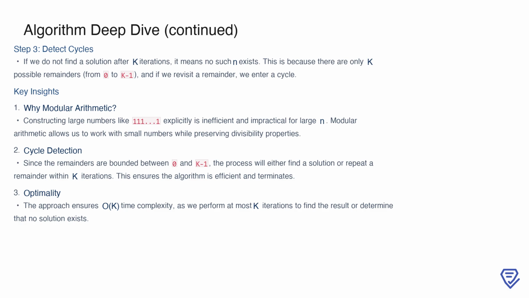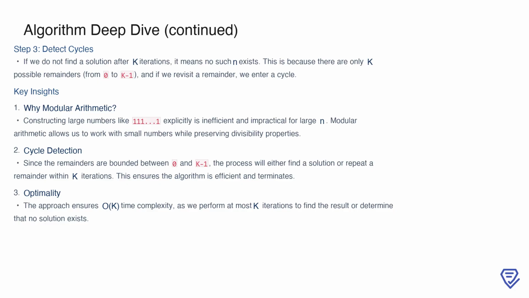This is because there are only k possible remainders, ranging from 0 to k-1. If a remainder repeats, we enter a cycle, meaning further iterations will produce the same sequence of remainders. This ensures the algorithm terminates efficiently. Modular arithmetic is crucial here because it allows us to work with small numbers while preserving the divisibility conditions, making the approach scalable even for large k.